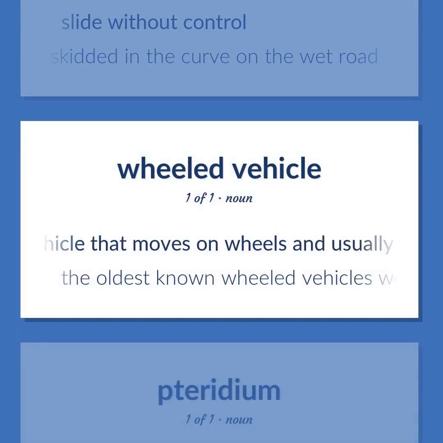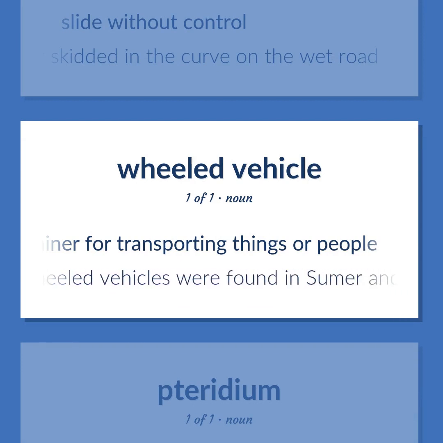A vehicle that moves on wheels and usually has a container for transporting things or people. The oldest known wheeled vehicles were found in Sumer and Syria and date from around 3500 BC.